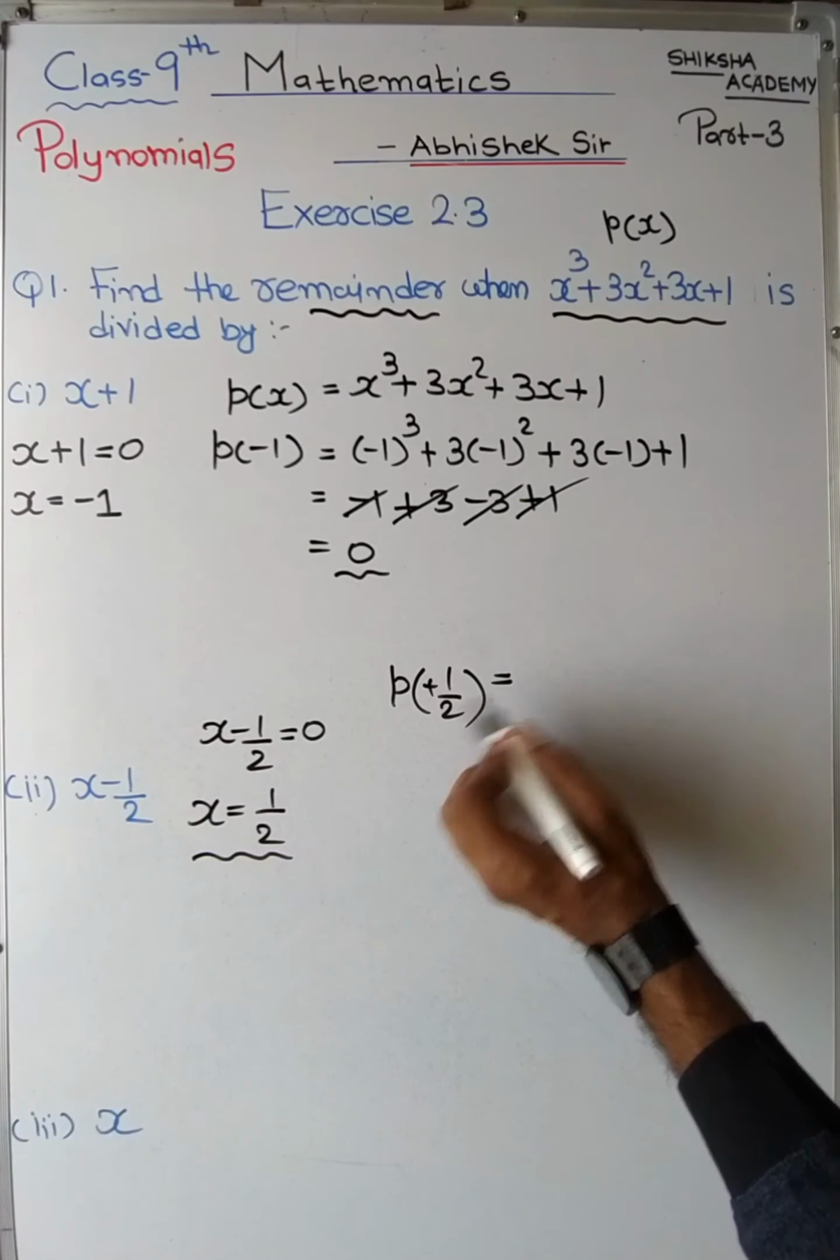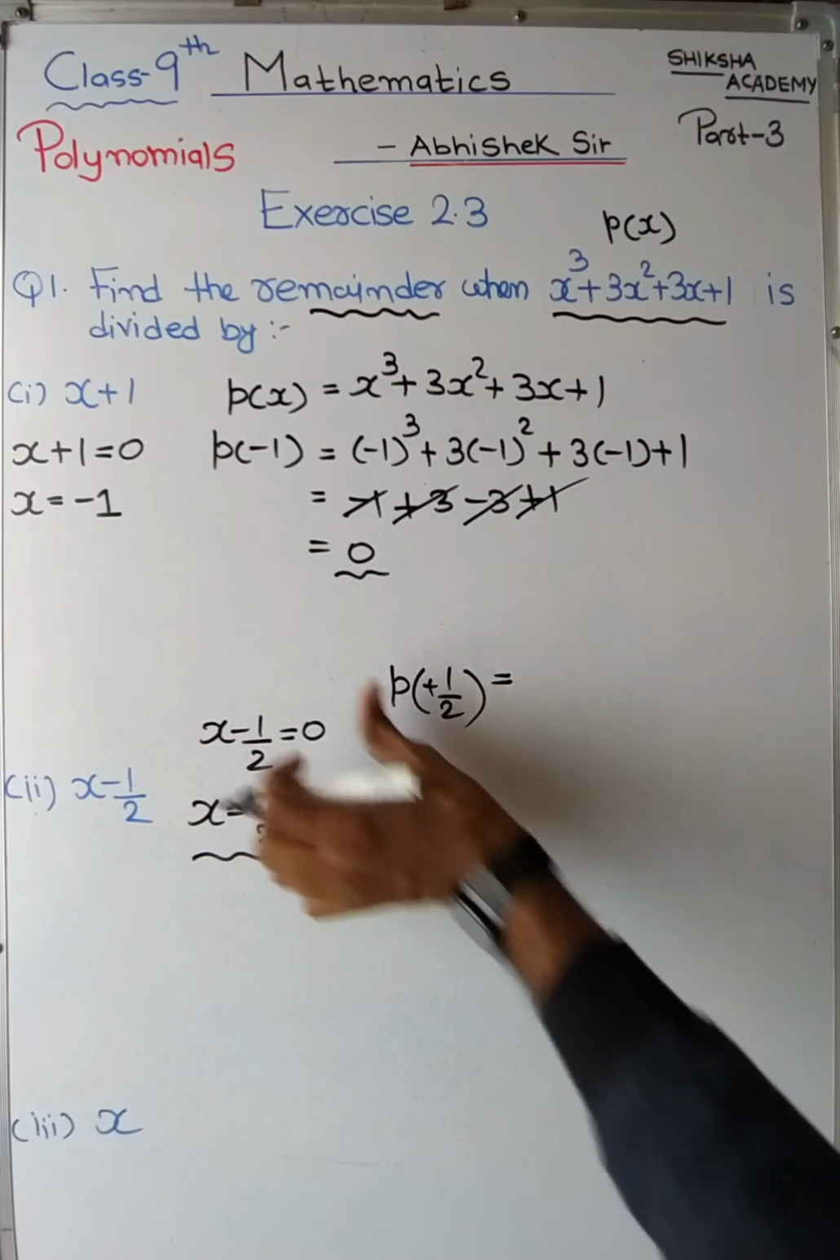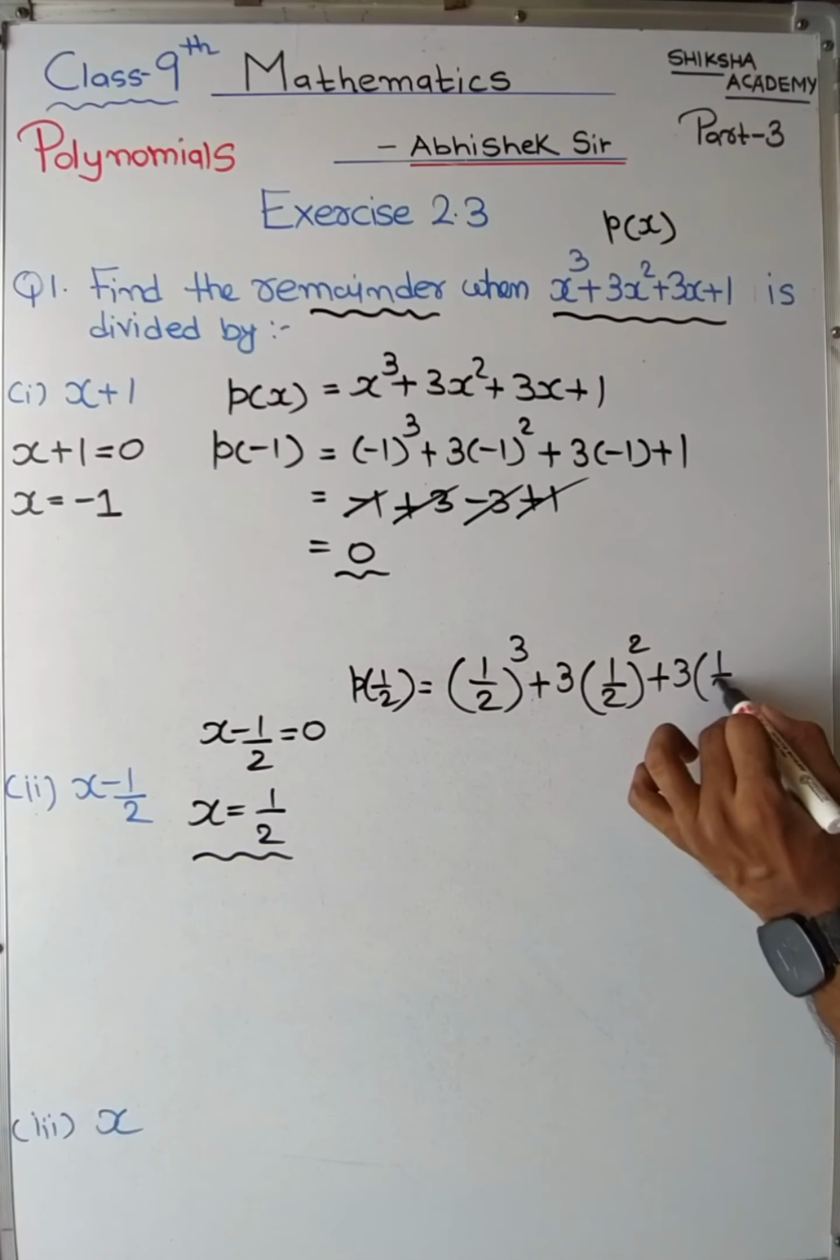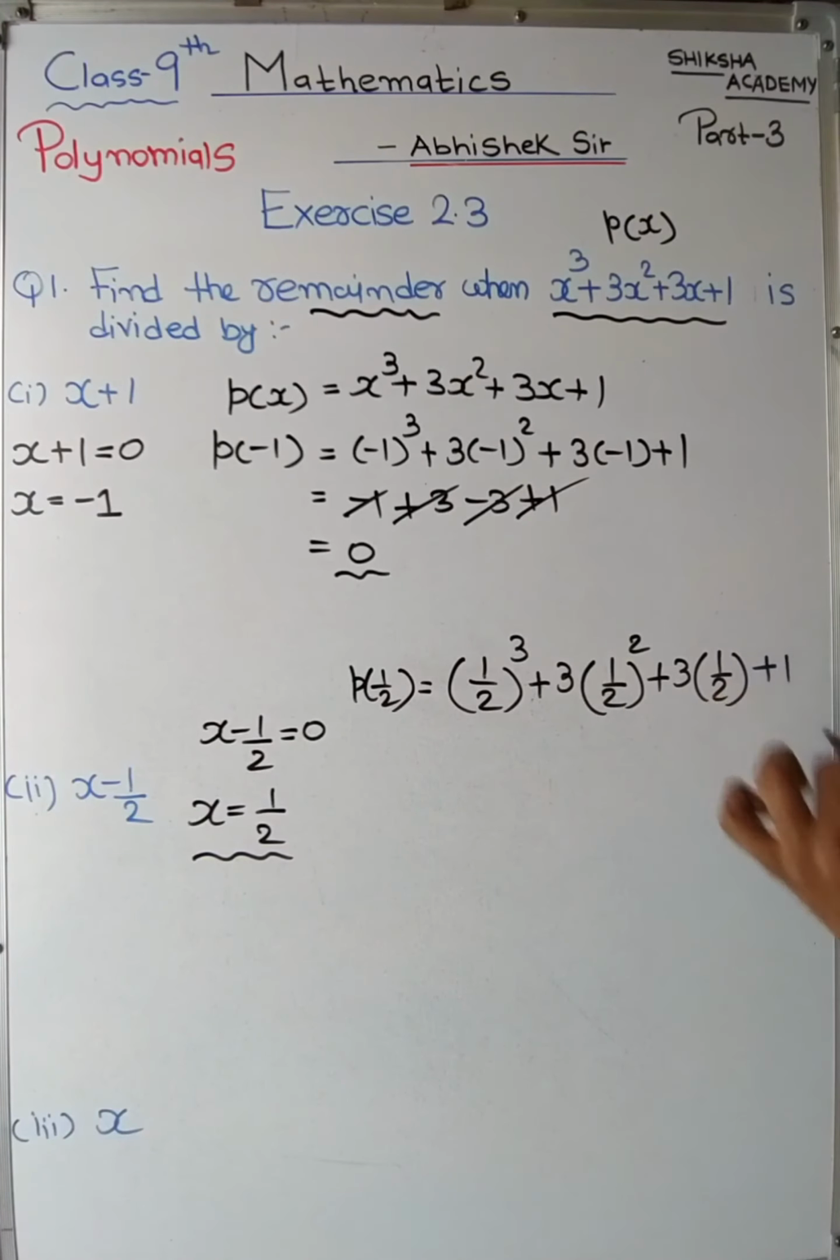So first of all, let me have some space so that you can see p of 1 by 2. It is (1 by 2) whole cube plus 3 into (1 by 2) whole square plus 3 into 1 by 2 plus 1. Now again we have fractions, so we'll solve it very carefully, as we may have to take the LCM as well.